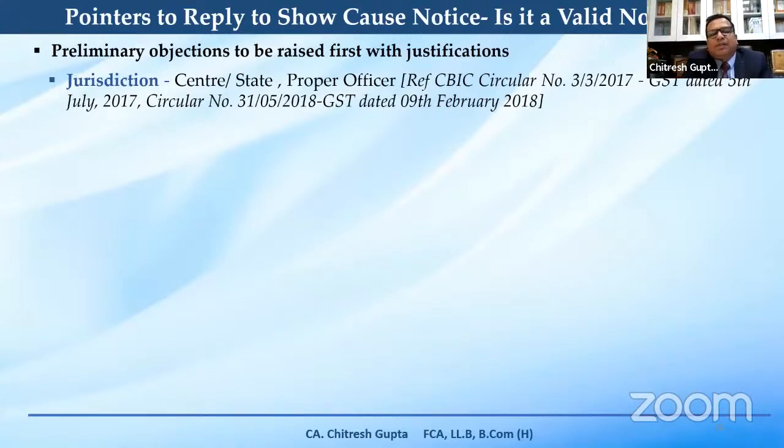So who is the proper officer? The proper officer has been defined by CBIC vide Circular number 3/3/2017 dated 5th July 2017, and Circular number 31/05/2018-GST dated 9th February 2018. So we have to take the definition of proper officer, who are the proper officers authorized for that particular section, and the notice has to be issued by that proper officer only.